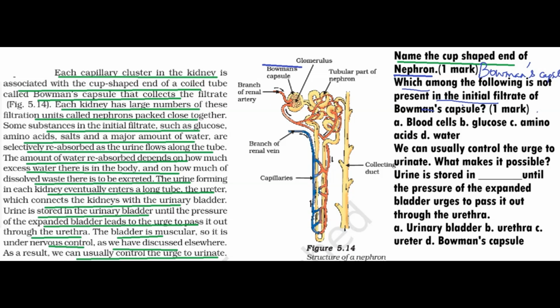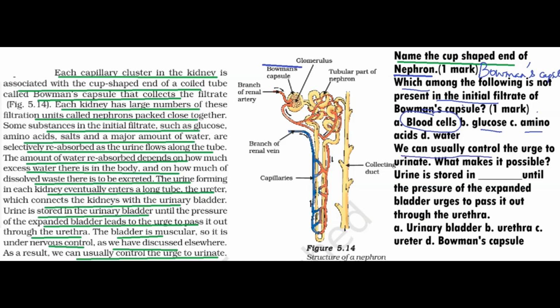Option A, blood cells. Option B, glucose. Option C, amino acids. Option D, water. So which among the following is not present in the initial filtrate? And the answer will be blood cells. The blood cells should not be coming into the initial filtrate. So if it comes, it shows that there is some problem going on with the filtration process of kidney.